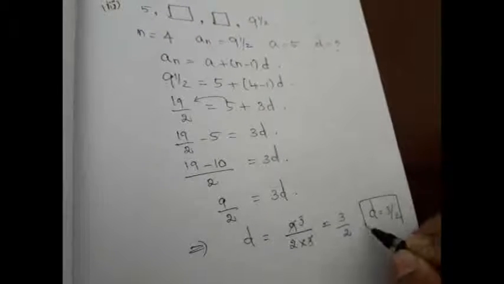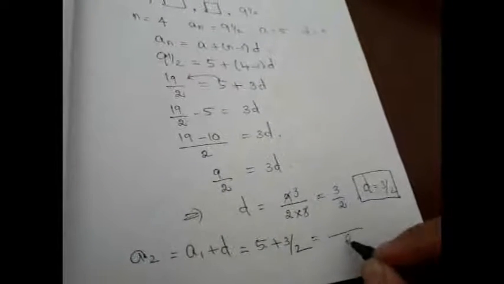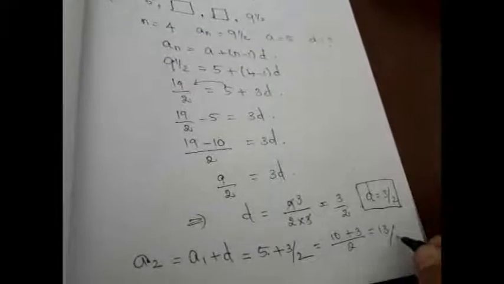So if you know what is our common difference, we can very well find the second and the third term. How will you find the second and the third term? If you keep on adding the common difference to the subsequent terms, you will get the next term, right? So a2 is a1 plus d, which is 5 plus 3 by 2. How did I get this 5? 5 is our first term. So which is equal to, take LCM, 5 2s are 10 plus 3, which is 13 by 2. That is going to be your second term.